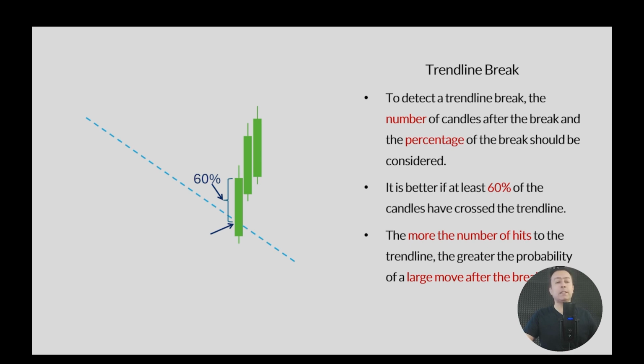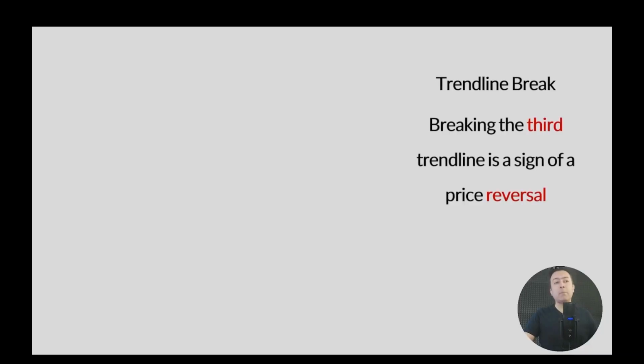First, that at least 60% of the candle body is above or below the trend line. And the second point is that you should have at least 3 candles after the breakout. This can indicate a trendline breakout. But the next point is about the third trendline breakout. When you see the third trendline breakout, you can be fairly certain that the market trend has likely changed.